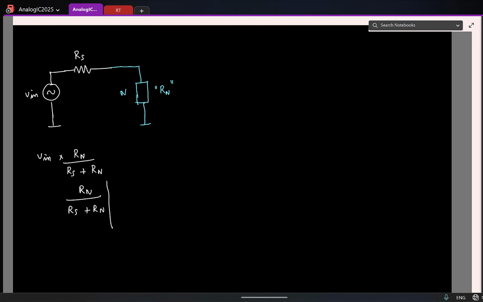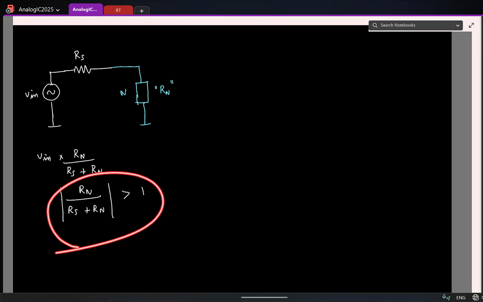And how do you want this quantity to be? Greater than 1 or less than 1? You want to amplify, right? That's your whole job. Greater than 1. Now remember, Rs is not something under your control. Rn is the only variable of choice to you. So forget about all the practicalities. Let's say this is a mathematical function I give to you. What would be the condition to satisfy so that this inequality is met?